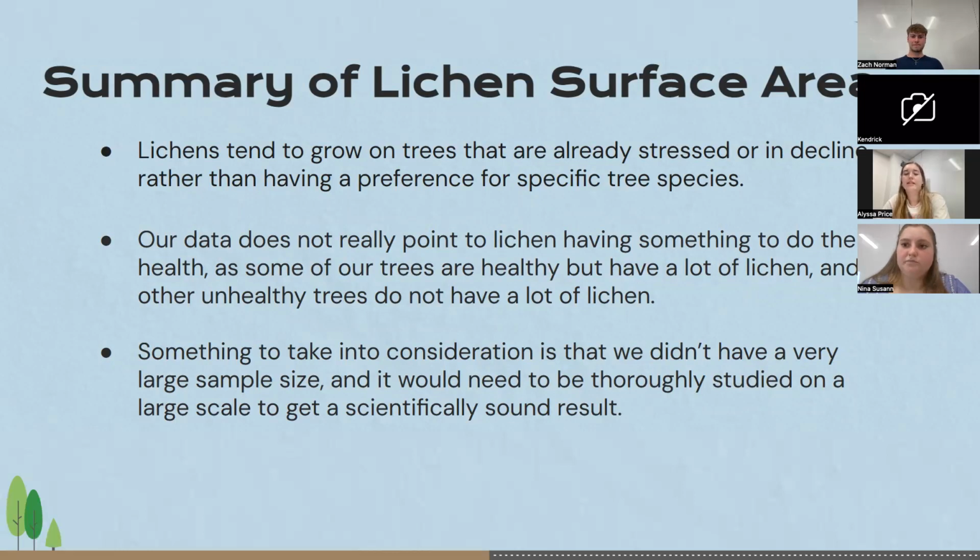And something taken into consideration whenever we're doing this is that we didn't have a very large sample size. So we need to have a much larger sample size to be statistically accurate and have a really good solid study that can prove a statistical significance with lichen and the type of tree.